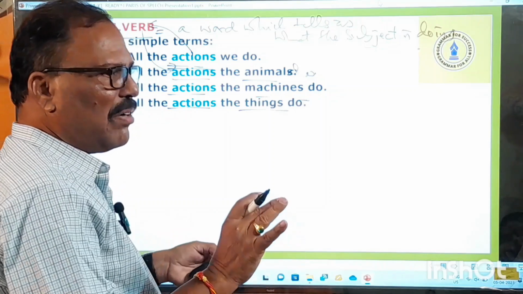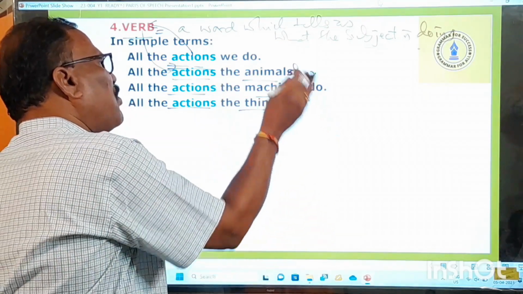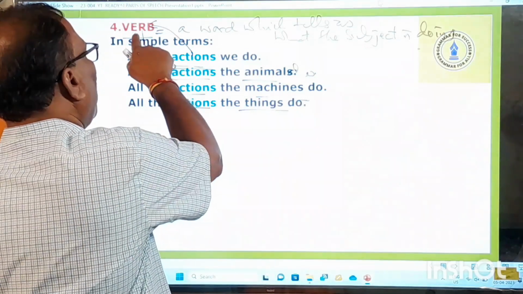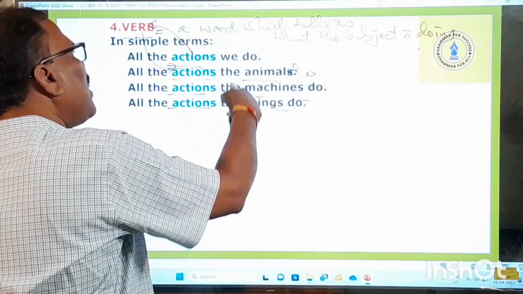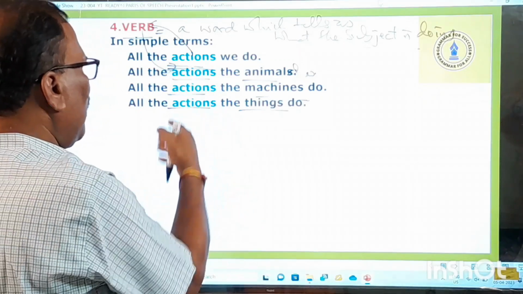Our motto is whether we are able to understand it or not. That is our only motto. If you can understand the definition of the verb by this definition, it's well and good. Otherwise you can understand it in these simple terms. By this also you can understand.